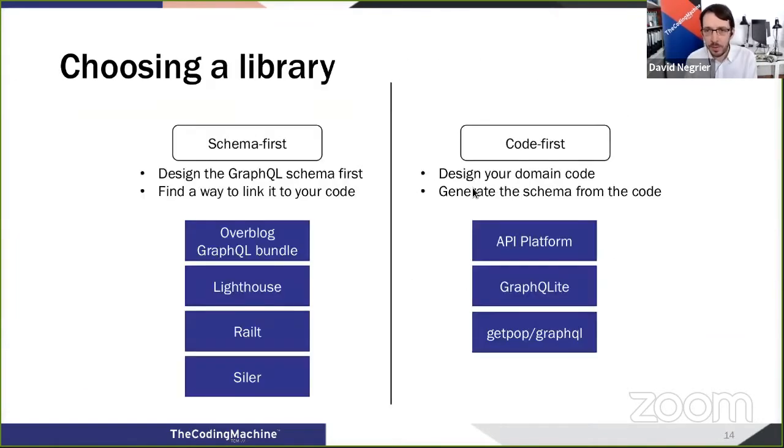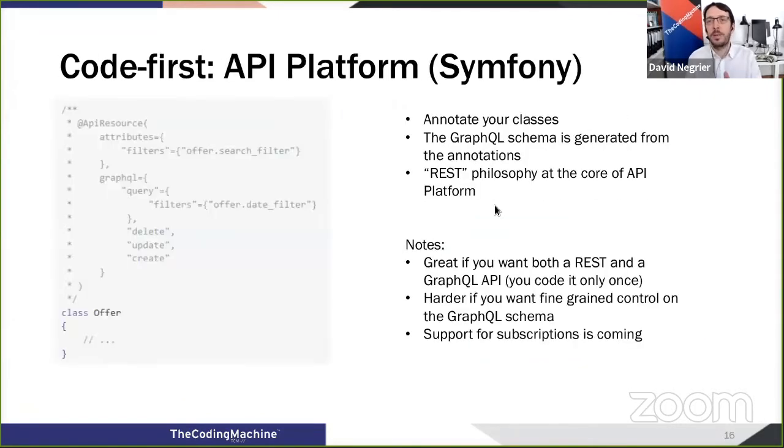So API platform, okay, it is a code first library. In API platform, the philosophy is the opposite. You start by writing a PHP class, and then you're going to put annotations on the class. API platform will read the annotation and generate the GraphQL schema for you.